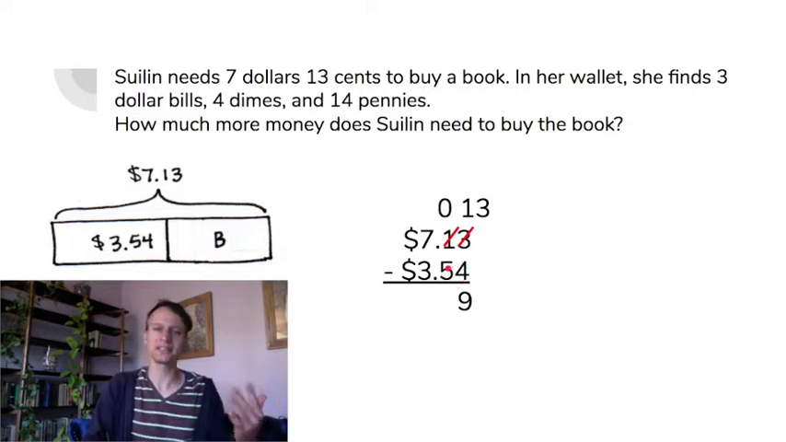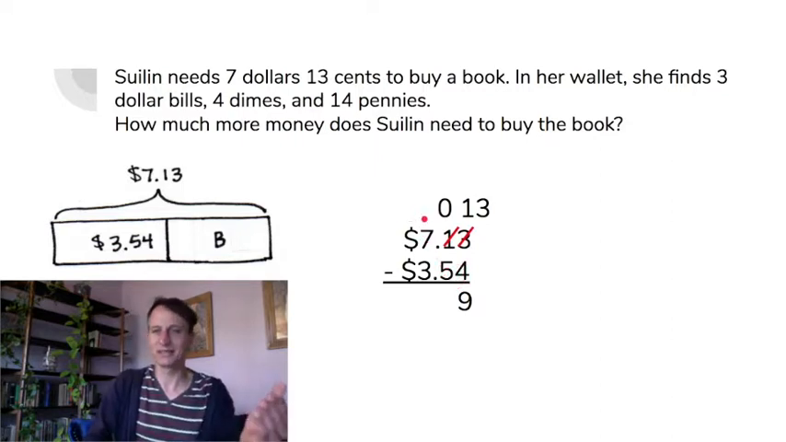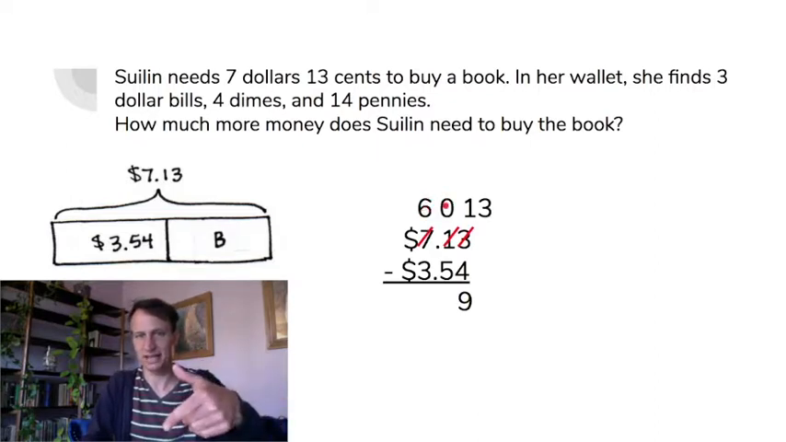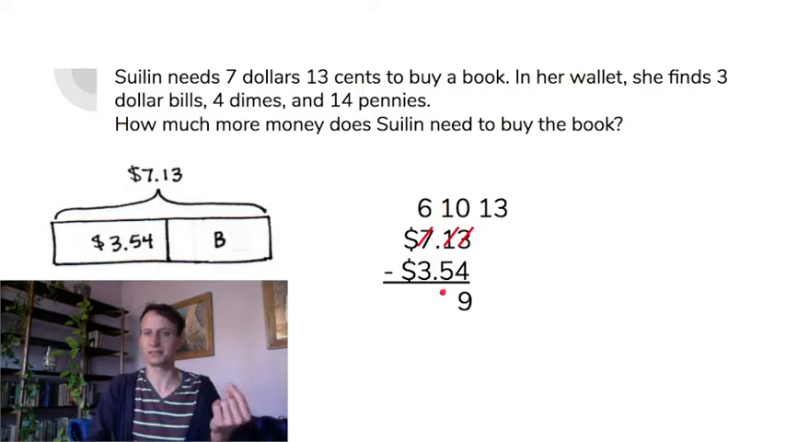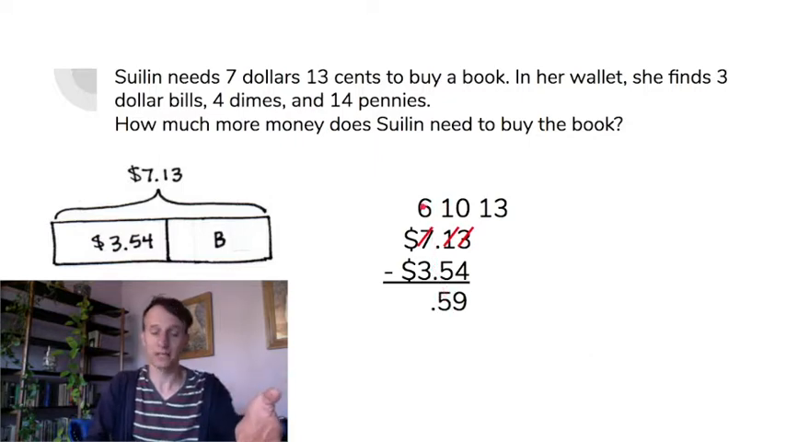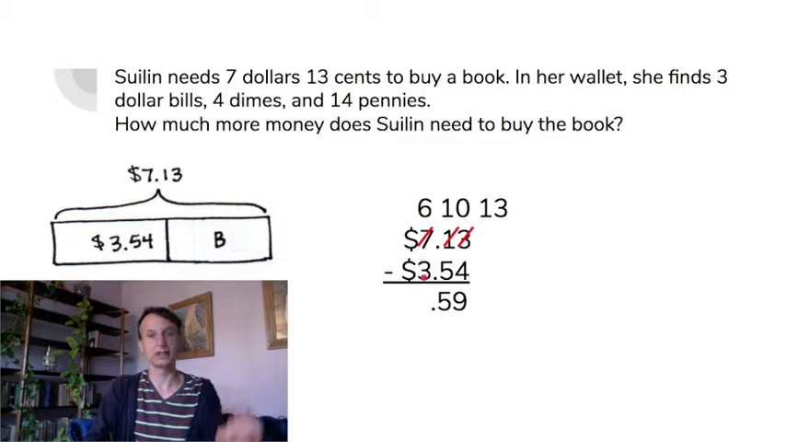Oh, couldn't fool you that time either. No, we need to regroup there. We cross out the 7 and leave 6. Bring it over. This is now 10. 10 minus 5 is 5. This one we can actually do. 6 minus 3 is 3.